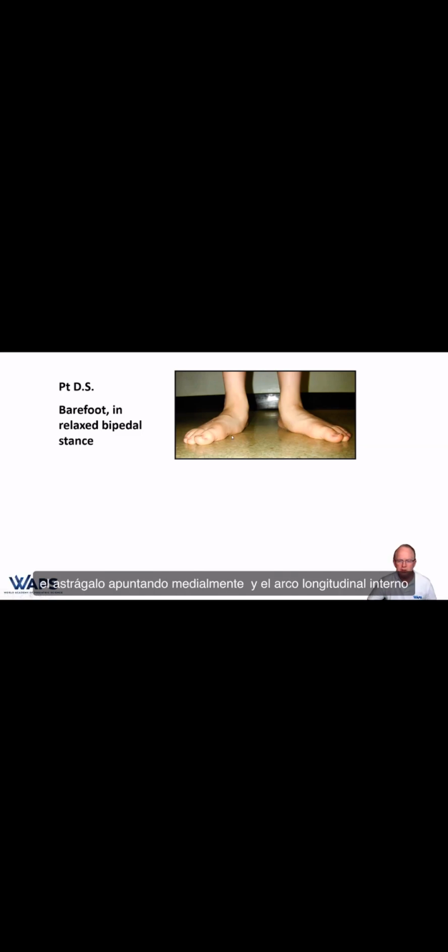Here is our 9-year-old boy barefoot with a pes planus deformity in relaxed bipedal stance. We see the flat arch, we see the talus pointing medially. Instead of a nice concavity in the medial arch, as you should have in a 9-year-old child, we have almost a convexity, letting the medial arch contact the ground.